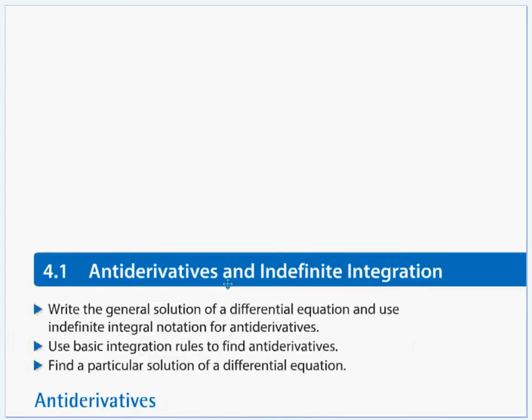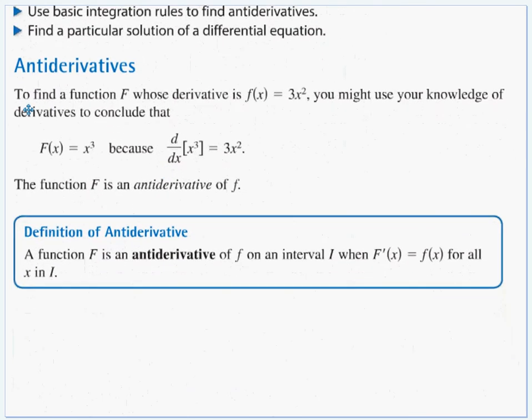And the book says here, to find a function, notice here it's capital F, to find a function capital F whose derivative is 3x squared, you might use your knowledge of derivatives to conclude that would be x to the third, because if we derive x to the third, we would get 3x to the second. So that function capital F is an antiderivative of function f. And that's in our definition box here.